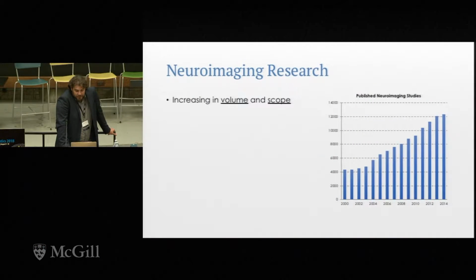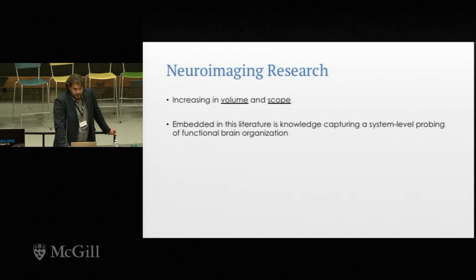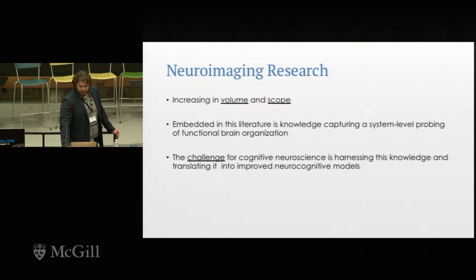So, as no surprise to everyone, neuroimaging research has increased exponentially over the past 20 years. With the volume comes increased complexity in the type of research being done. Embedded in this neuroimaging literature is information about structural and functional brain organization. The challenge for us as neuroscientists is to gather and harness all this information in some kind of digestible format to help improve neurocognitive models.